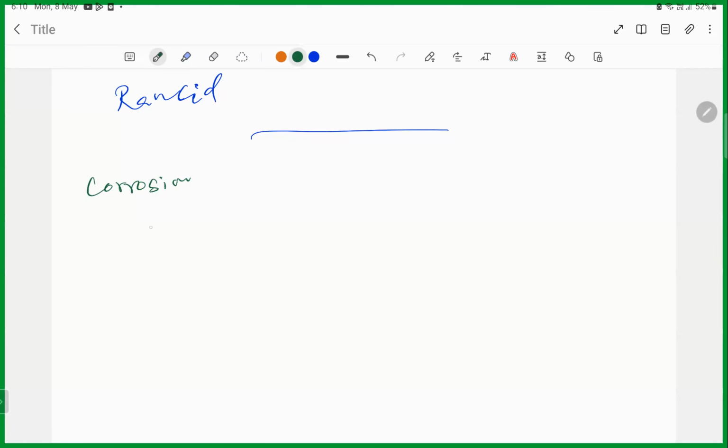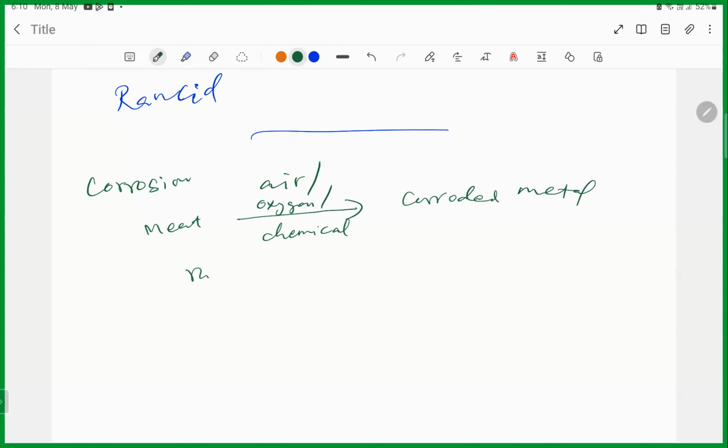So anything metal, with air or oxygen or chemical on the surface, the corroded metal will form. Example, rusting of iron. Okay.